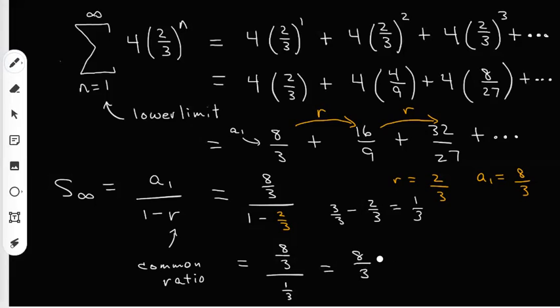So now to divide two fractions, I need to flip my bottom fraction over. So it used to be 1/3, now it's 3/1. And now when I'm multiplying, I can cross out the common factors on the top and the bottom. I get 8/1, which is just 8. So that's going to be my answer for this infinite series.